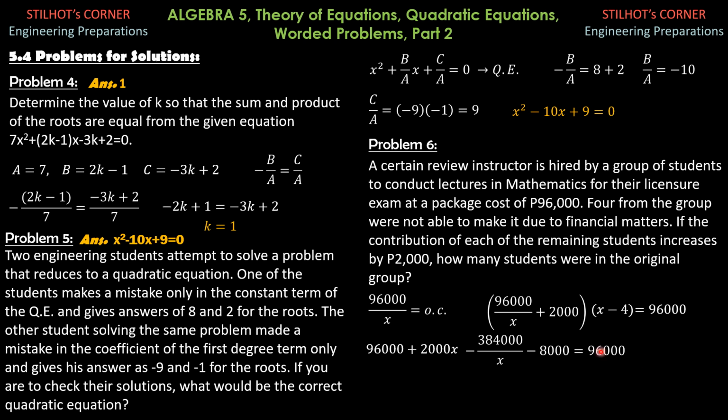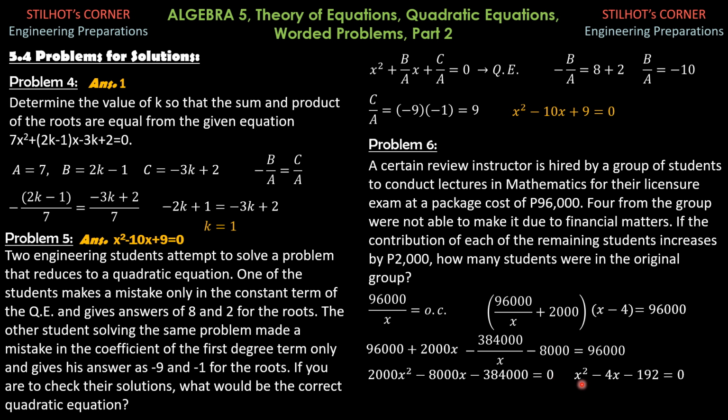We have 0 here, multiply everything by x, so the equation becomes 2,000x squared minus 8,000x, then minus 384,000 equals 0. After we multiply everything by x, and after we cancel out 96,000. So of course, x times 0 is 0. Simplifying further, we have x squared minus 4x minus 192 equals 0.